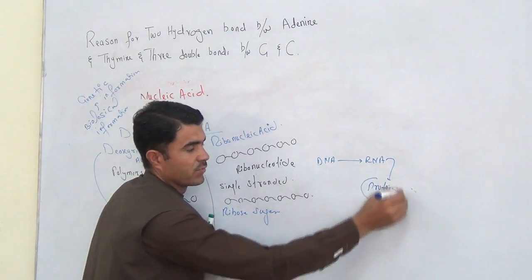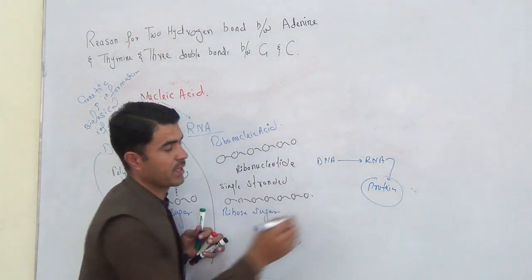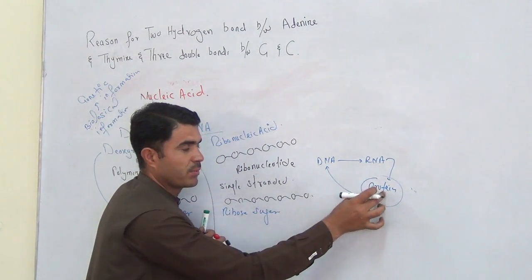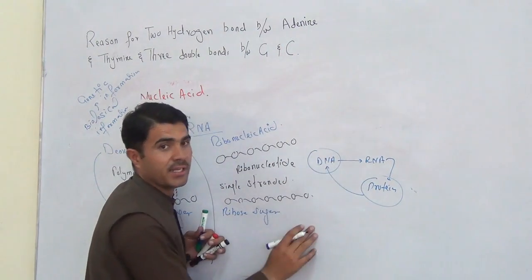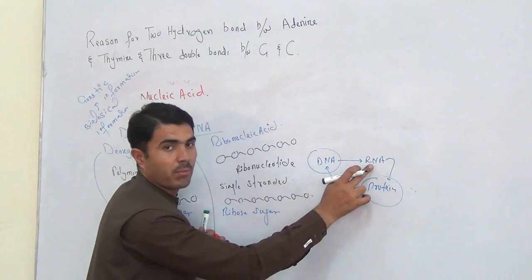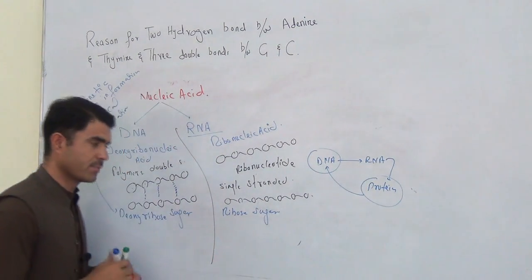And that protein which is made in our body comes from the DNA. The information of the protein is present in the DNA. The DNA itself does not go. DNA gives the information in the form of RNA. So I hope you got this.